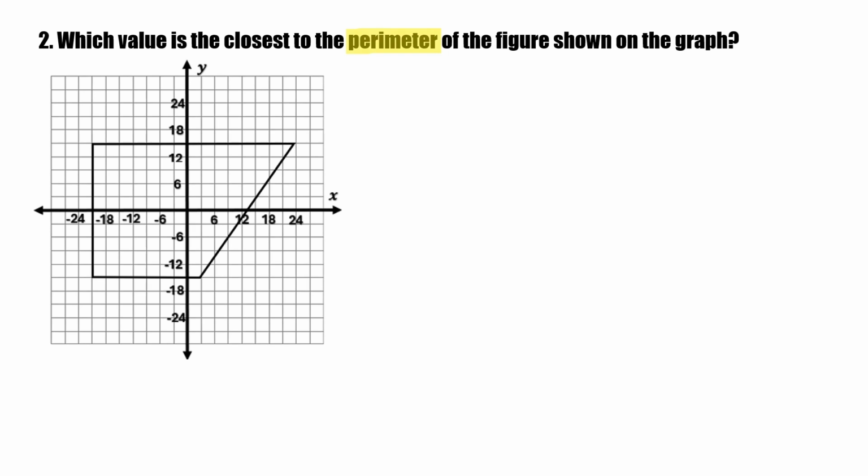Problem number 2 is about finding the perimeter of a trapezoid. To find the perimeter of a figure, we will have to find the length of each side and add them up.